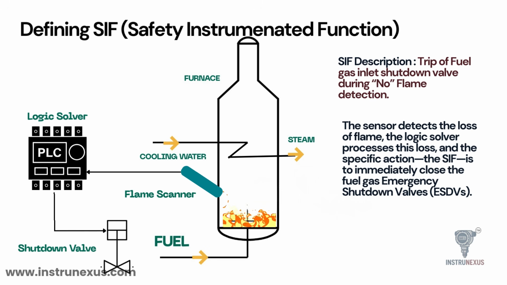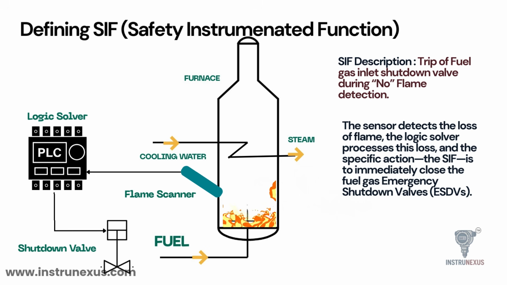Consider a furnace. The risk here is an explosion if gas continues to flow without a flame. The SIF here is the flame failure loop. The sensor detects the loss of flame, the logic solver processes this loss, and the specific action, the SIF, is to immediately close the fuel gas emergency shutdown valves, ESDVs.